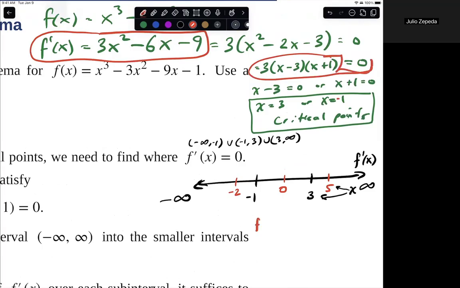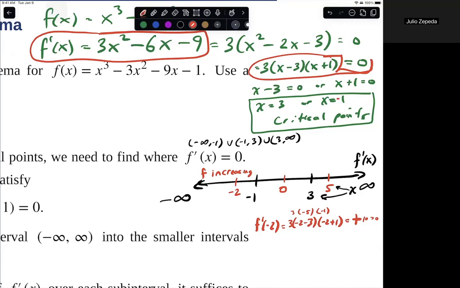So f prime of negative 2 is, starting with that factored version, 3 times (negative 2 minus 3) times (negative 2 plus 1). And this is going to be 3 times a negative 5 times a negative 1. That is a positive number. So positive 15, which is greater than 0. So that tells us that f is increasing since f prime is positive.